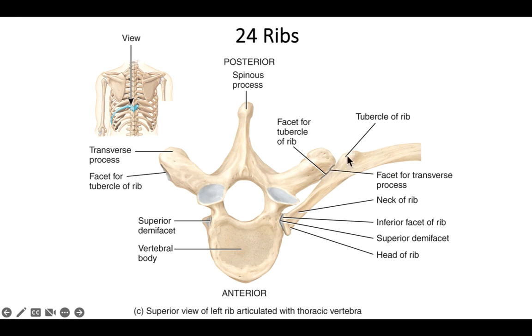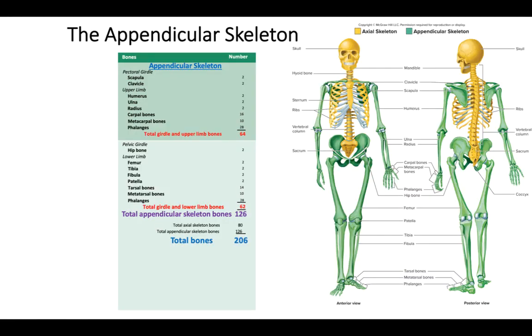This little facet by the knob attaches to the transverse process. The head over here attaches to the body of the vertebra. So it makes multiple connections to the thoracic vertebra. It makes one connection back here towards the tubercle, and then it makes one connection at the very end of the rib, and that attachment goes to more of the body of the vertebra. All right, so that is going to end the axial skeleton. The next video, we're going to learn the appendicular skeleton.